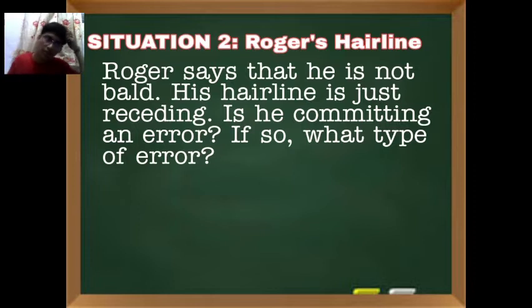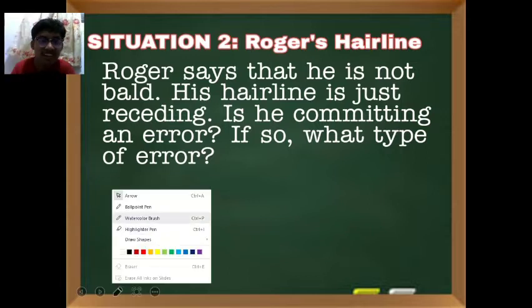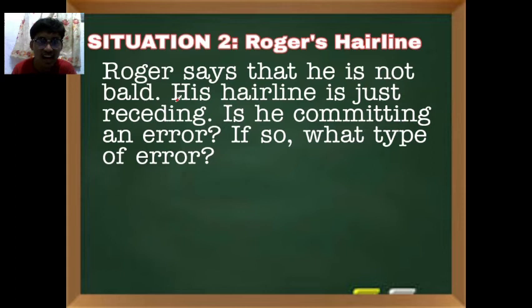So, going back, his hairline is receding. This is our null hypothesis. And like what we have read, he is claiming that he is not bald. Is he committing an error? If so, what type of error?